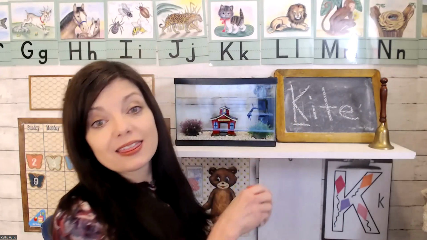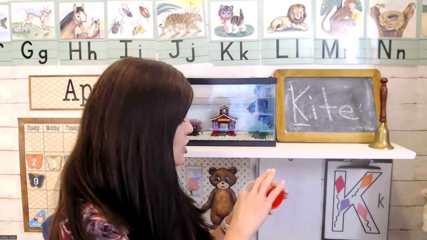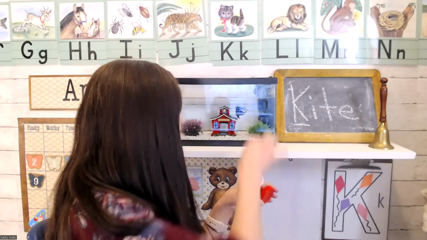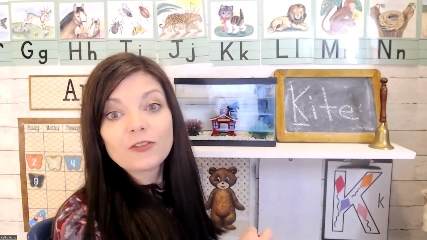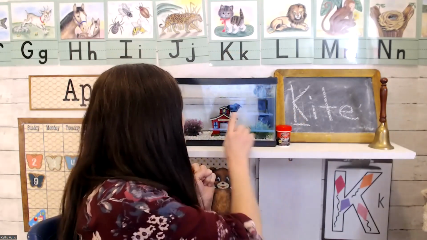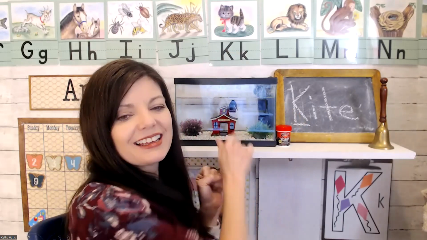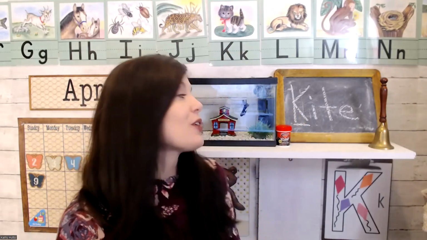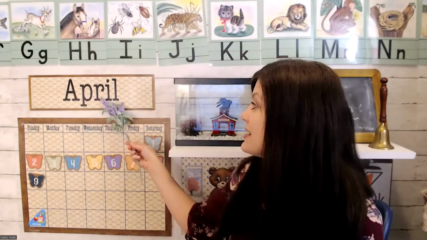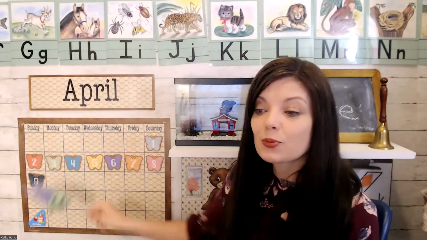But first, we have to feed our friend, Fred the fish. That's our class job, so every time you come to class, we need to feed Fred. Hi, Fred. Good morning. Well, now let's turn around and let's see what our calendar says. I'm going to use my flower pointer today. The month is April, and the number goes right there.